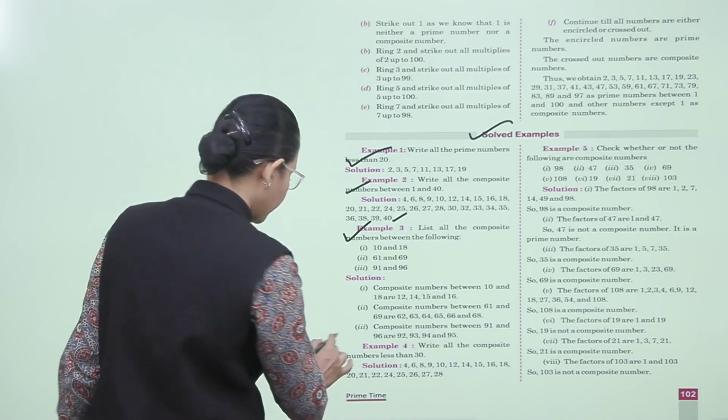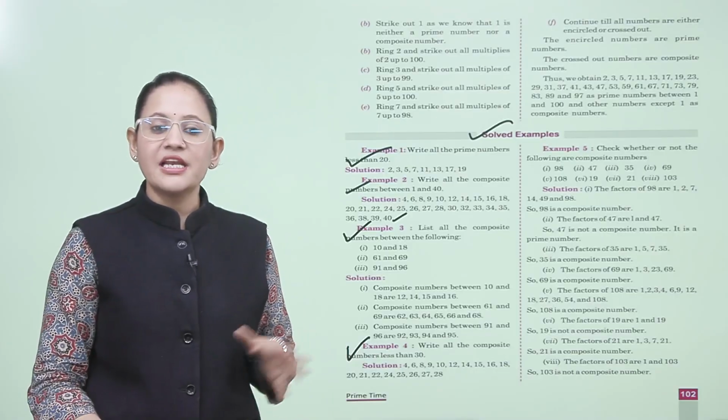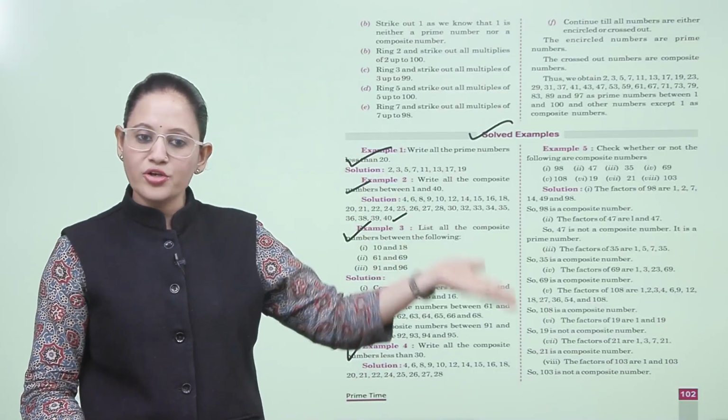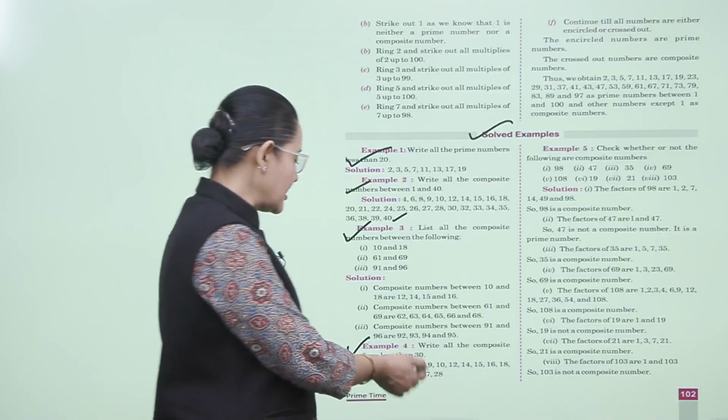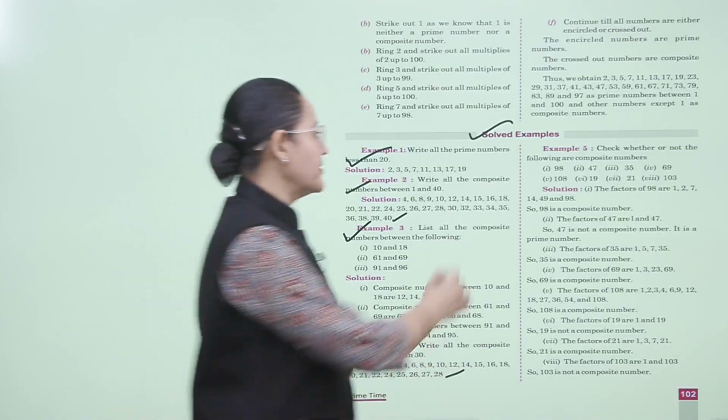Now example 4. Write all the composite numbers less than 30. So you have to write all the composite numbers less than 30. Here is a list of all the composite numbers which are less than 30. Clear? Next example.